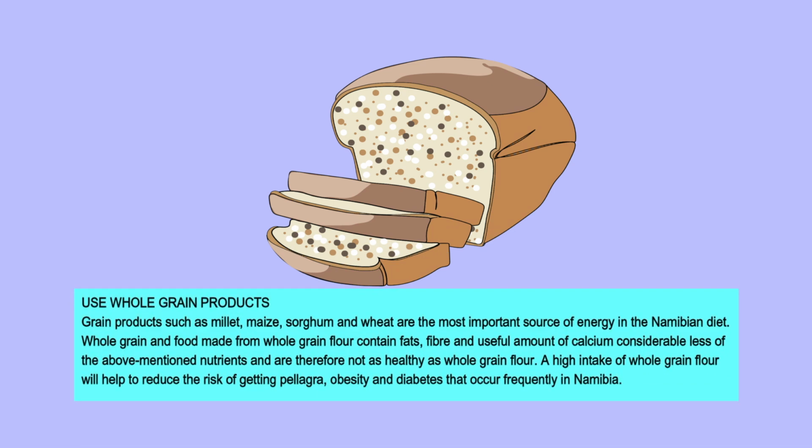Use whole grain products. Grain products such as millet, maize, sorghum, and wheat are the most important source of energy in the Namibian diet. Whole grain and food made from whole grain flour contain fats, fiber, and a useful amount of calcium. Refined flour contains considerably less of the above mentioned nutrients, and is therefore not as healthy as whole grain flour. A high intake of whole grain flour will help to reduce the risk of getting pellagra, obesity, and diabetes that occur frequently in Namibia.